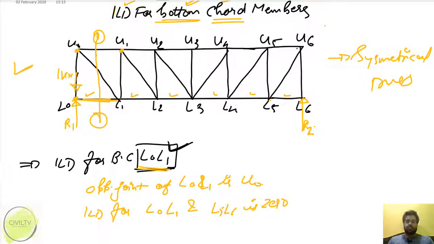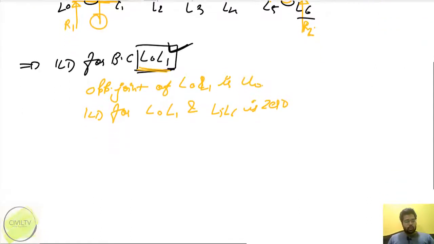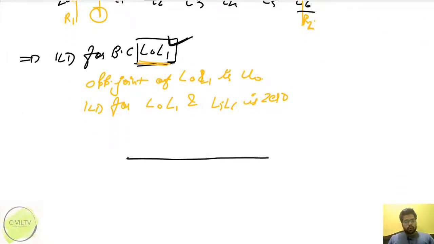ठीक है, हम लोग इसको ऑब्जर्वेशन की तरह से भी दे सकते हैं. दो मेंबर मेरा कोलिनियर है तो तीसरा मेंबर मेरा जीरो फोर्स मेंबर होगा. ठीक है, तो यहाँ पर जीरो और यहाँ पर जीरो फोर्स मेंबर्स आ जाएंगे मेरे. ये मेंबर कोलिनियर है तो तीसरा मेंबर मेरा जीरो फोर्स मेंबर हो जाएगा, राइट? तो ऐसा मेरा L0 L1 L5 L6 जीरो हो जाएगा. तो influence line diagram for this will be a straight line. This is ILD for L0 L1 and L5 L6.